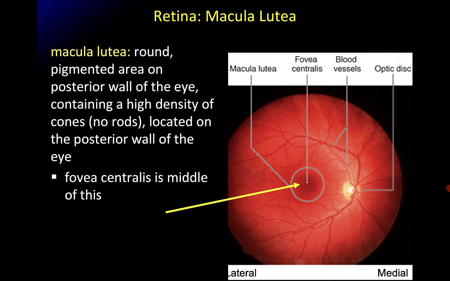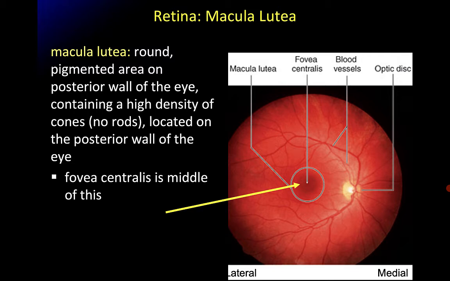The macula lutea then is a highly pigmented area. It's essentially the exact opposite of the blind spot or optic disc. The optic disc is where we have no photoreceptors. This is our highest density of photoreceptors, and particularly of cones. The other thing that we know about this area, and the fovea centralis, the middle of it, the area that light hits when we're actually looking at an object, is that we have relatively few photoreceptors per neuron.